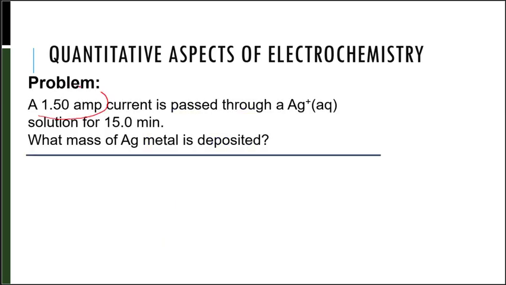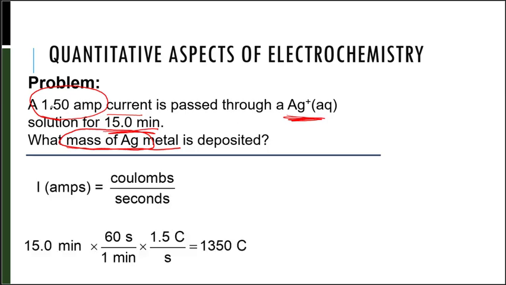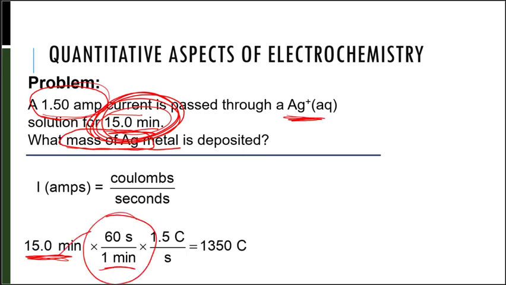For instance, if I was told that it took 1.5 amps of current passed through silver ion solution for 15 minutes, we could figure out the mass of silver metal that's deposited at that cathode. What I can do is start with the 15 minutes that it took, and I'm going to go from minutes to seconds so that minutes can cancel out. There's 60 seconds in a minute. If I know how many amps, amps tells me how many coulombs per second are being passed through that. So I can then get rid of seconds, leaving me with coulombs.